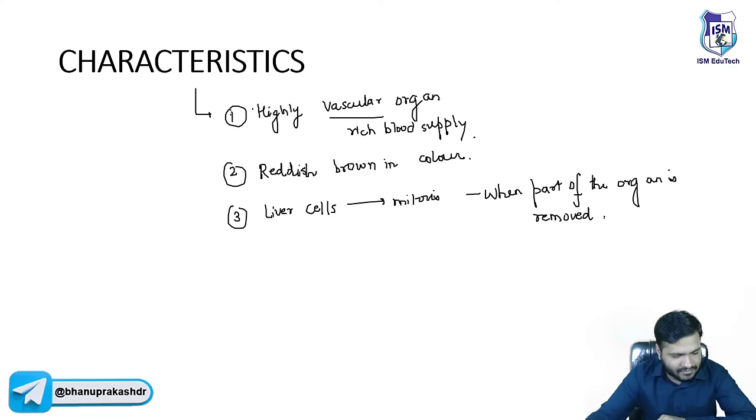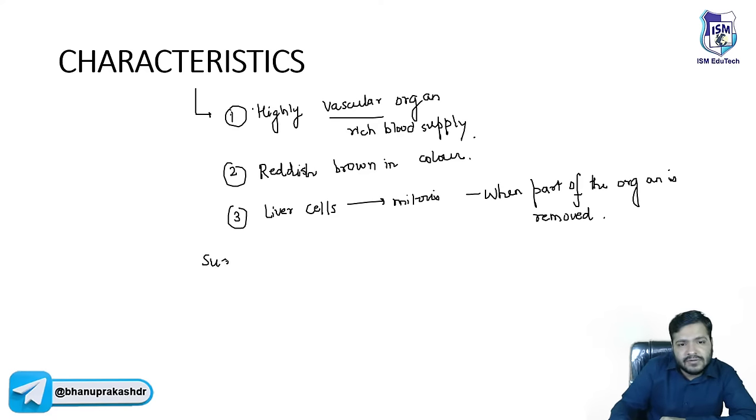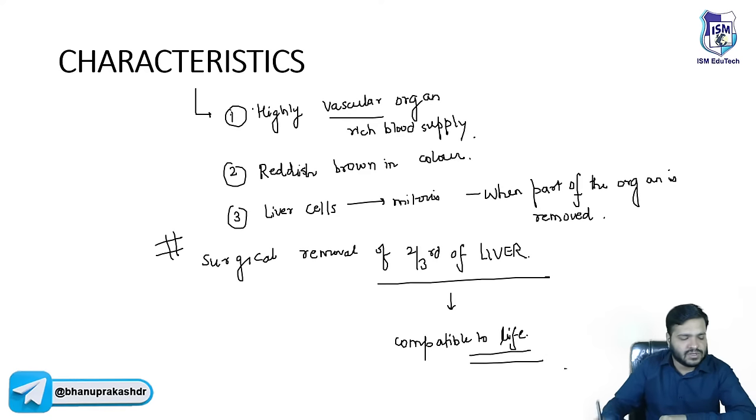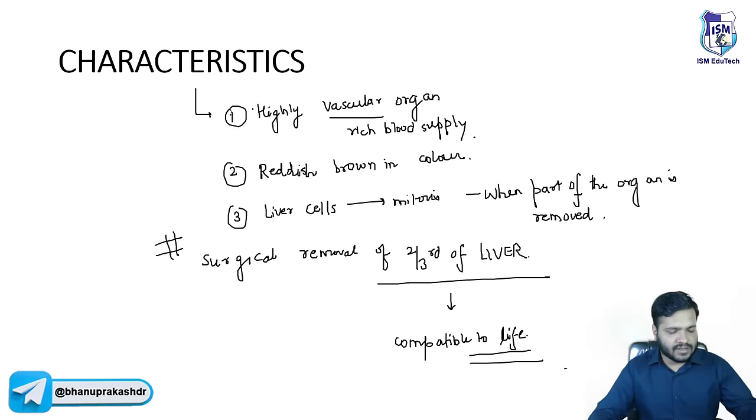The liver was cut. So yes, it was surgically removed and still like he's surviving on I think 25 to 30% of the liver right now. So remember, beta, an important point over here: surgical removal of 2/3 of the liver may be compatible with life. Okay, it can be injurious to life as well. So yes, surgical removal of 2/3 of the liver may be compatible with life, right?